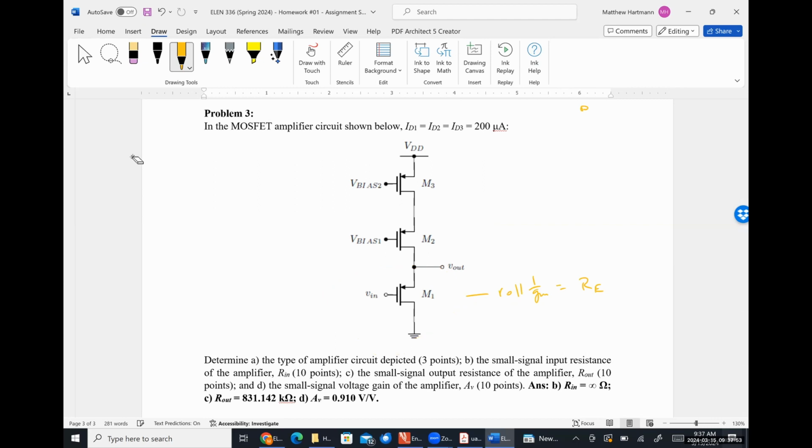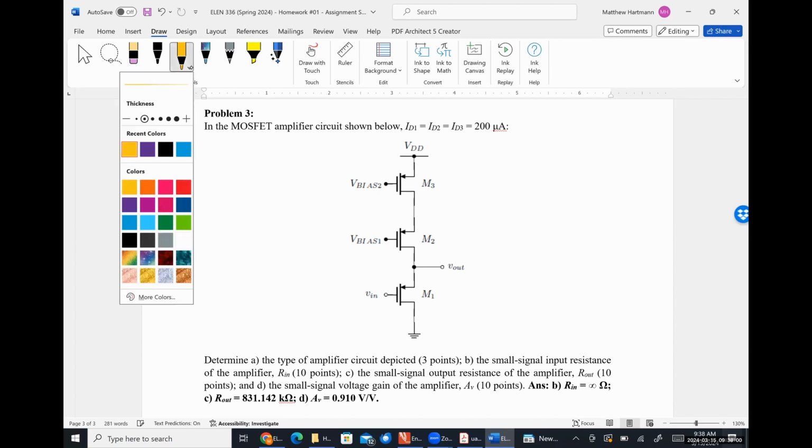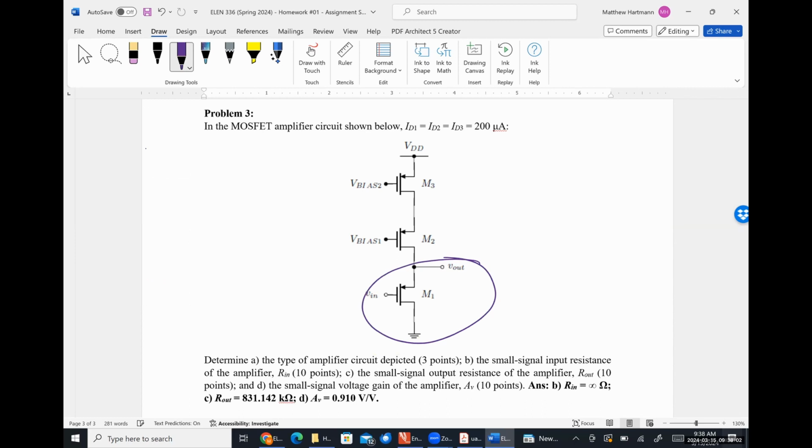I don't know how or why that got moved down, but we won't worry about that. This guy right here is the amplifier. So what type of amplifier is this? It's a PMOS. That's important here. Okay. So the drain is on the bottom, the source is on the top for the PMOS. So this is a common drain amplifier.